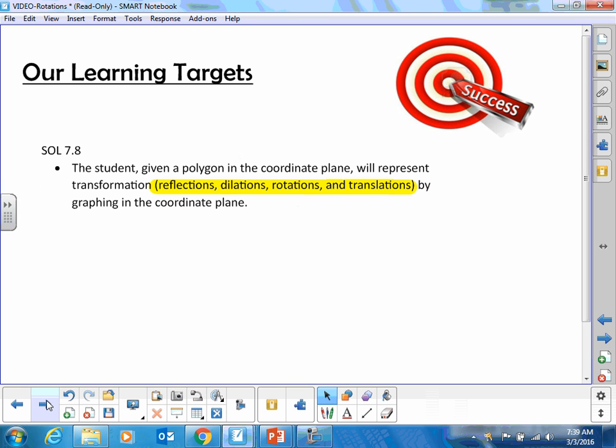All right, so our learning target hasn't changed. When we're given a polygon on a coordinate plane, we will represent a transformation: reflections, which is looking at a mirror image; dilations, which changes the size, either grows or shrinks; rotations, which turns the figure around the origin, or the middle point in the middle of our coordinate plane; and translations, which we did yesterday or last class, which is slides.